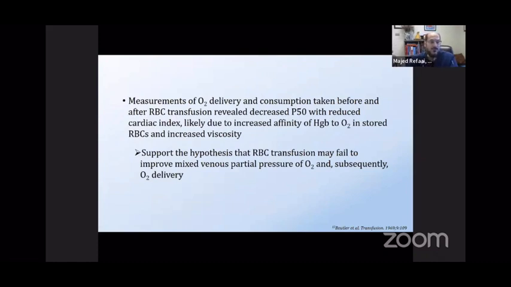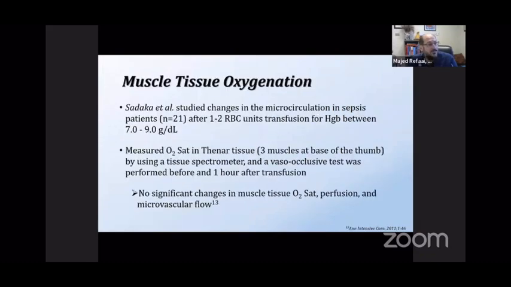The measurements of O2 delivery and consumption taken before and after red blood cells revealed a decrease in P50, and this P50 is like the 50% capacity of the hemoglobin to carry oxygen. And that's likely to increase the affinity of the hemoglobin. So as you're going to see in the next few slides, when you look at this oxygen dissociation curve, you'll see a little bit of change in the P50 will allow the hemoglobin to capture, or increase affinity to, the oxygen. And that reduces the transportation of the oxygen to the tissue.